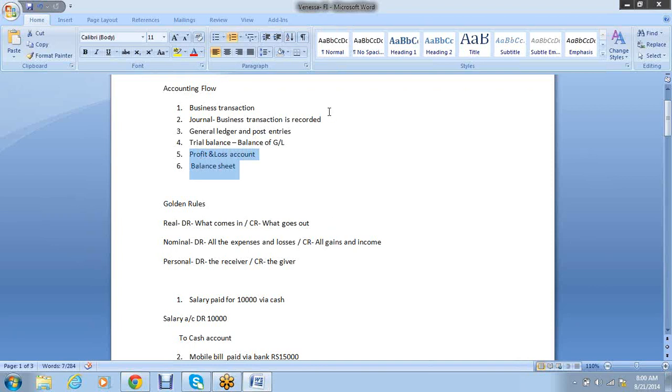So the journal is the basic. Without understanding the journal, from the journal your general ledger is created. From the general ledger, the trial balance is created. From the trial balance, your profit and loss account and balance sheet are created. If your journal entries are incorrect, everything is incorrect. So that's why I started with the very basic, that is your journal.